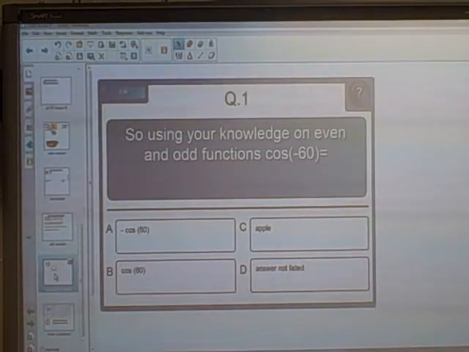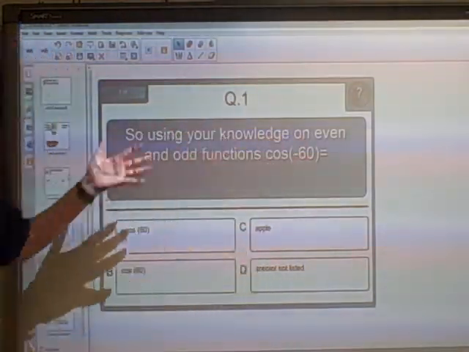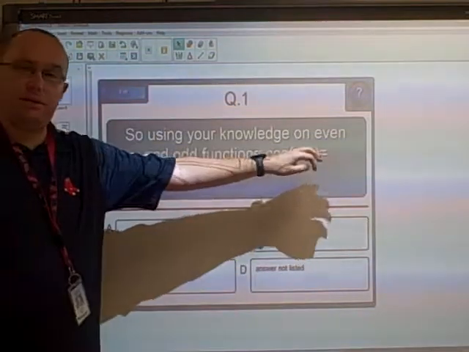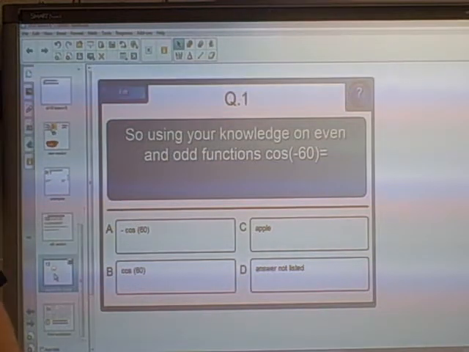Now, we then did a little quiz to see if you can figure out what each of these things are. So I'll explain what we're actually looking for here. Using your knowledge of even and odd functions, cosine of negative 60, is that the same as? What I've done here is I've replaced 60 with negative 60. So this becomes like that even and odd functions thing again.